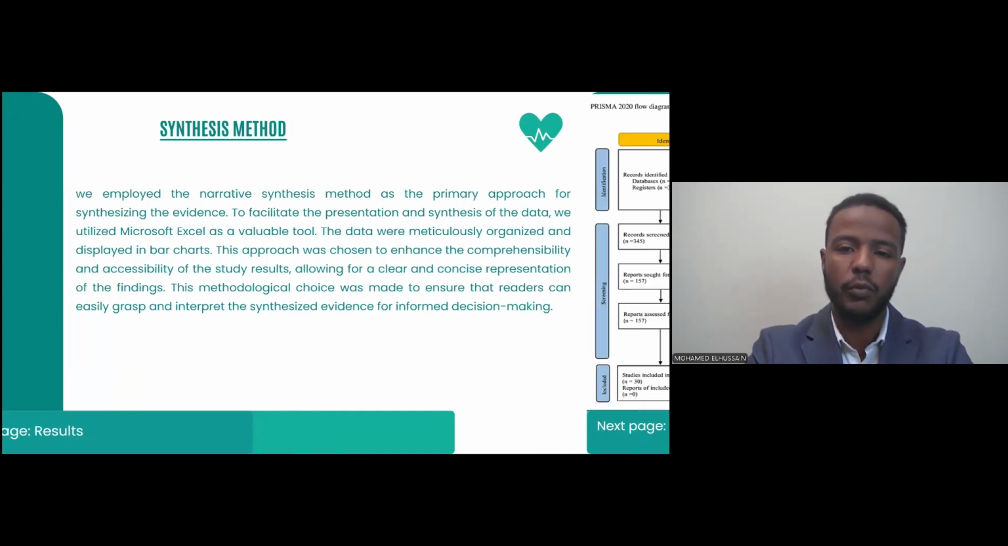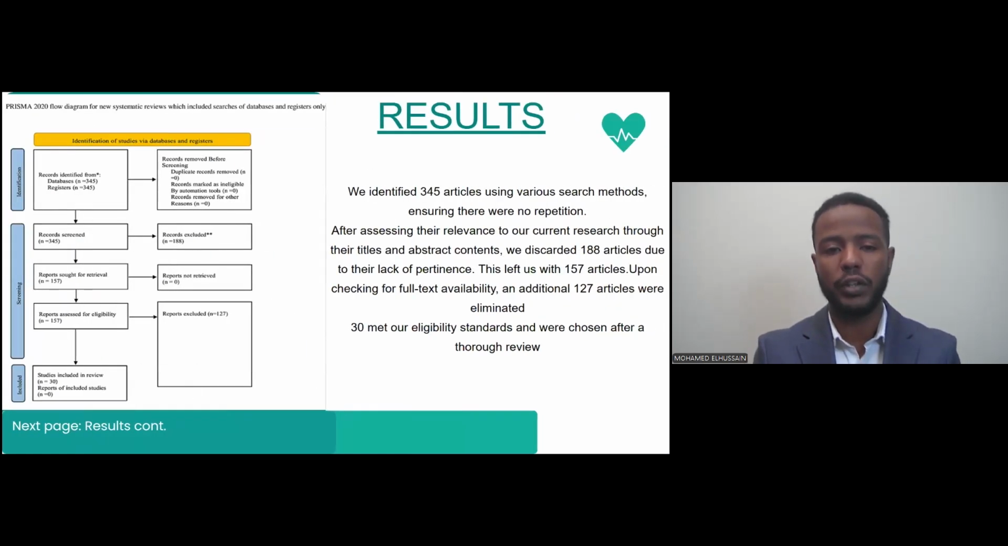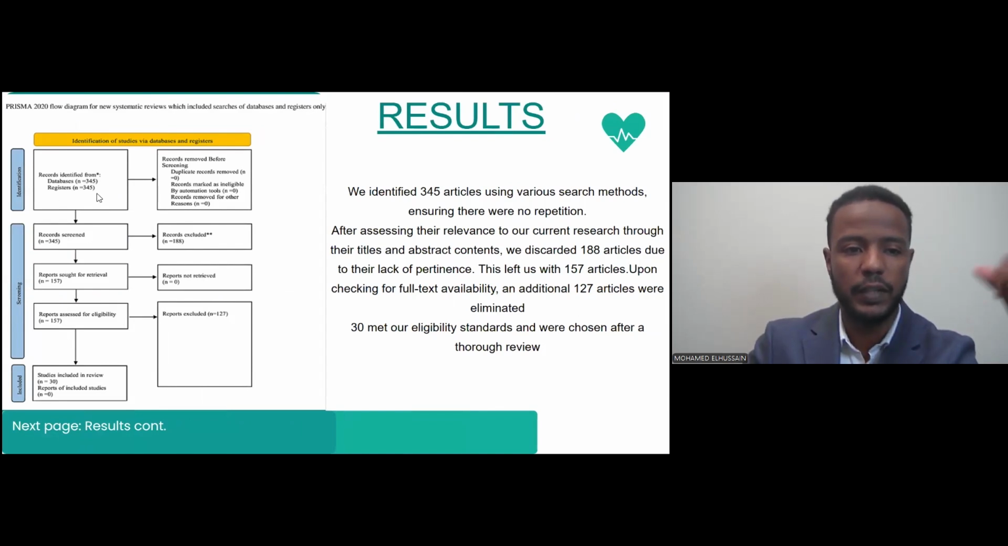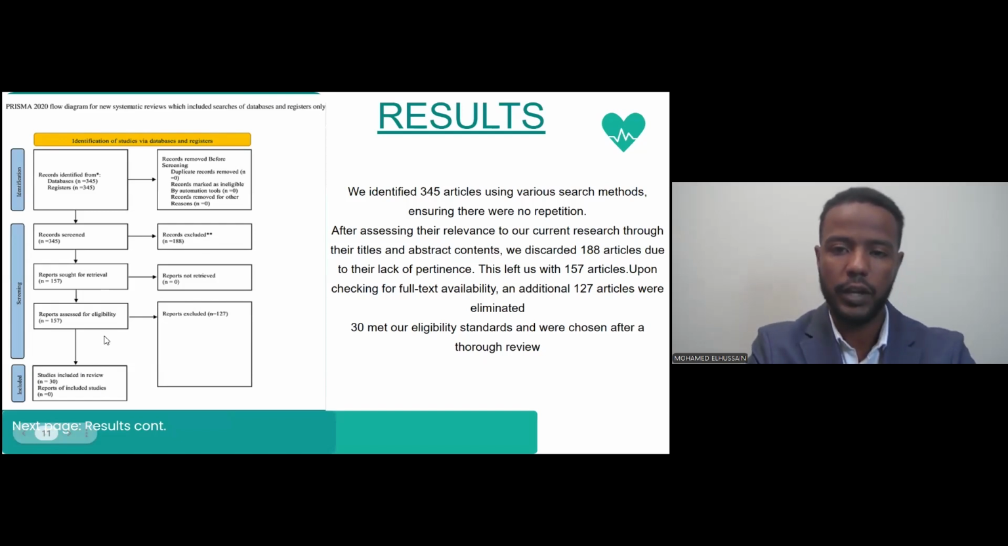So next is the results. Before we give you our detailed results, I need you to look up on the left side of the screen. You will be able to see the PRISMA flow chart for this systematic review. As you can see, we started with 345 studies at the beginning, and then primarily we excluded 188 in the first part of the screening. After that, we excluded 127, ending up with only 3 studies that are included in this systematic review.